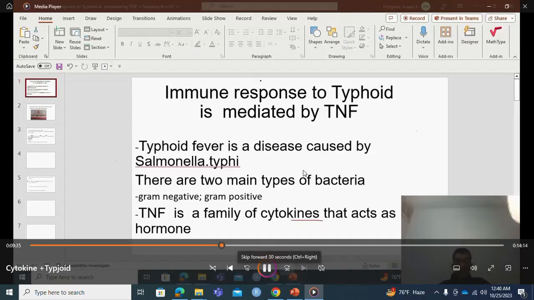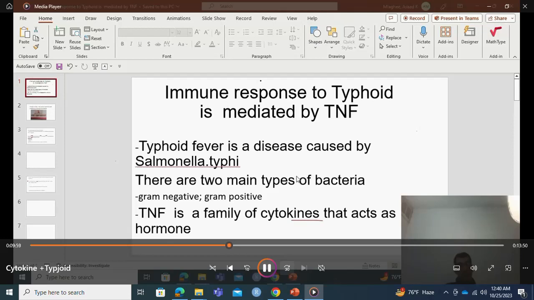Immune response to typhoid is mediated by TNF. There are many pathways the immune system employs to clear the pathogen from the body. In this presentation, we're going to discuss the pathway that involves the TNF.